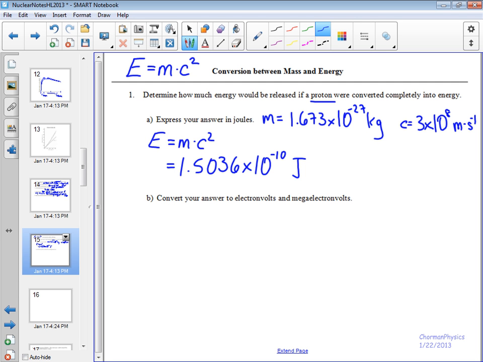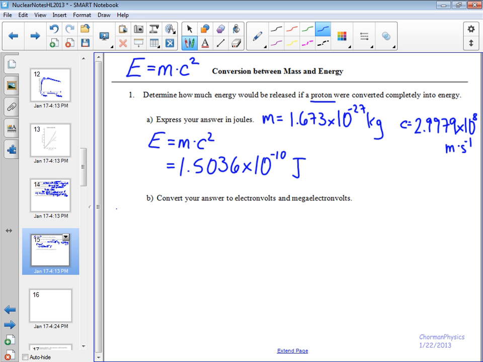The next question is to convert it into electron volts and mega electron volts. So we start out with this answer and use our conversion factor that 1.6 times 10 to the negative 19 joules equals 1 electron volt. And I just realized something. In order for you to get these numbers here, I need to give you a more precise definition for c. It's going to be 2.99792 times 10 to the 8th meters per second, and so that's going to give you this energy here.